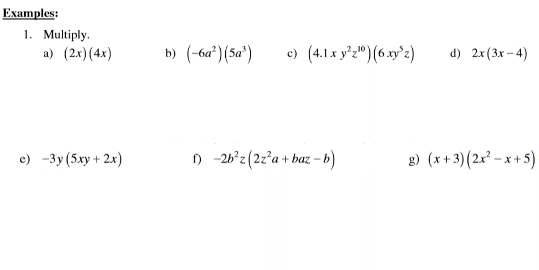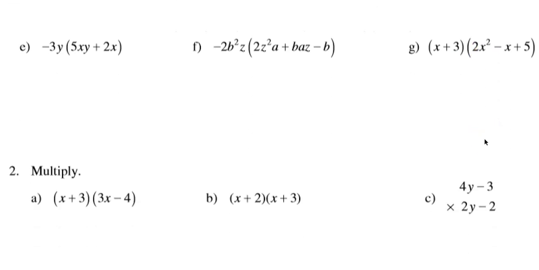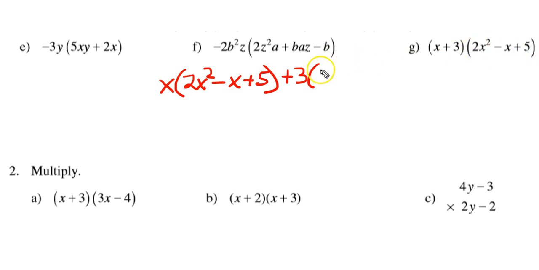Okay, we're going to go on now to letter G. And for these, there is a special technique that I'll go over. This is one of the ways to do it, where you take your x term and then multiply it by this, 2x squared minus x plus 5. And then you take your second term, which is a plus 3, and multiply it by this, 2x squared minus x plus 5. This is one way to do it. We'll give you a moment to do it.